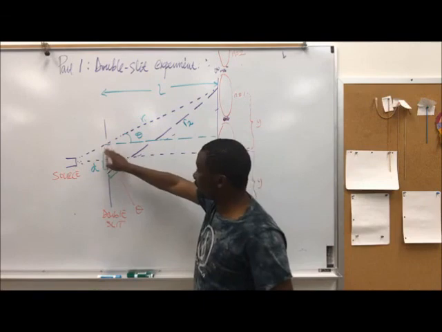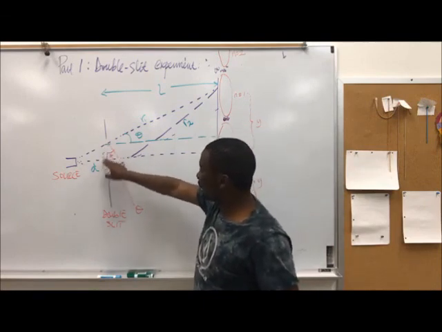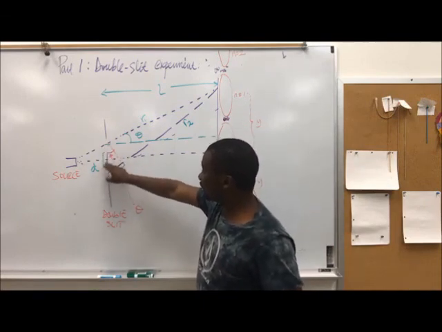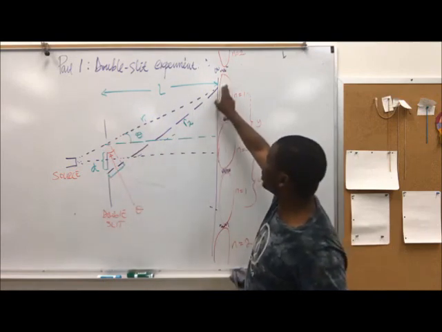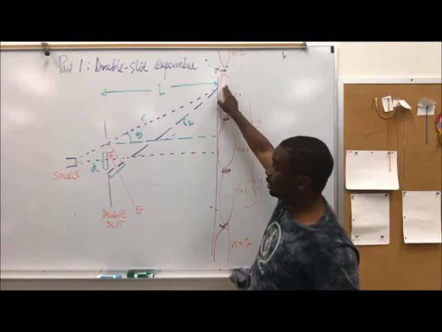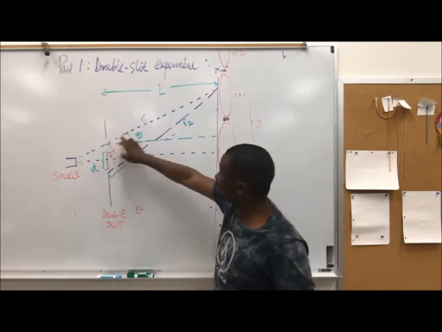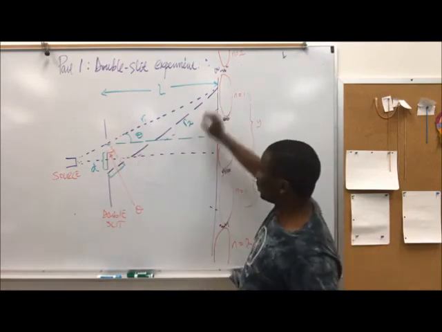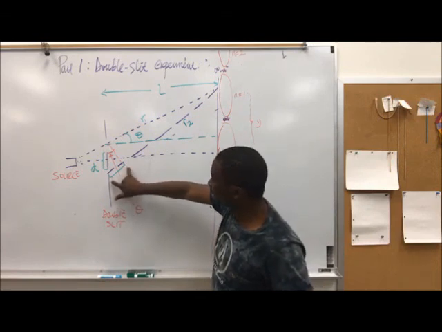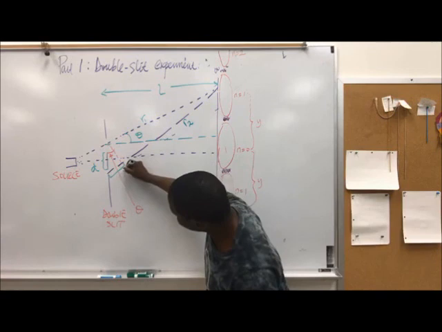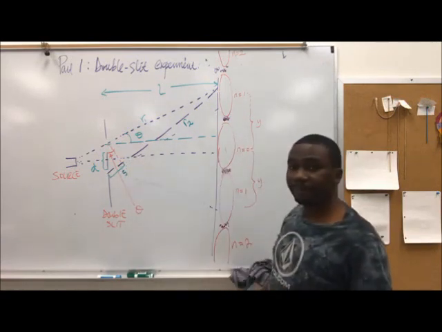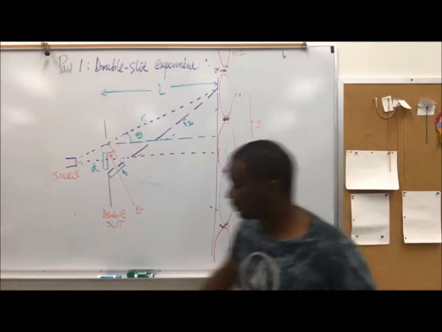R2, which comes from a source a distance D from the source from which R1 came, covers a longer distance to get to N1. So there's a difference between the distance covered by ray 1 and the distance covered by ray 2. And that difference in displacement is this chunk of distance. We should call that distance S.